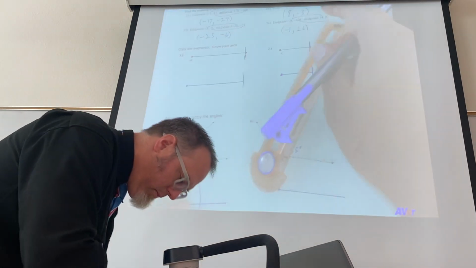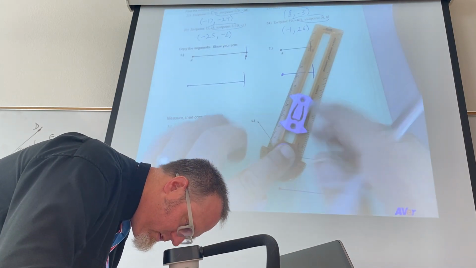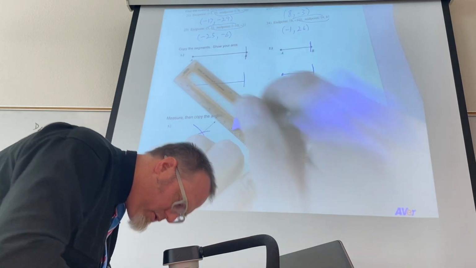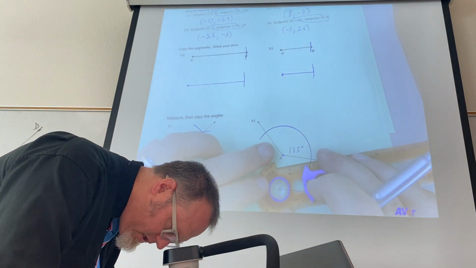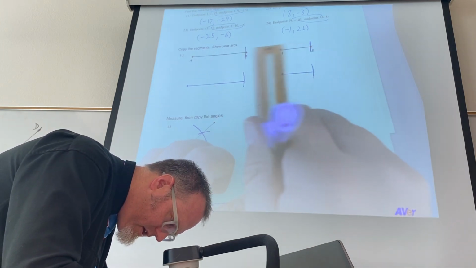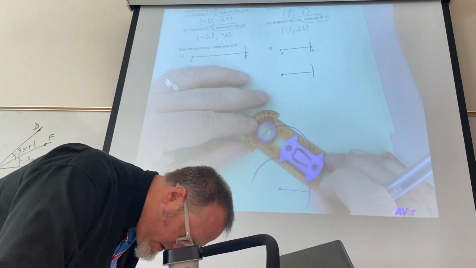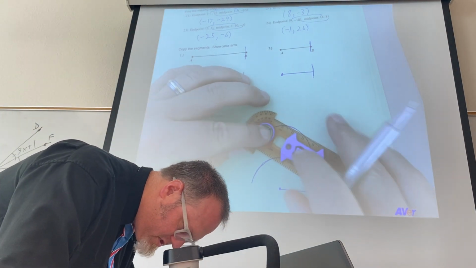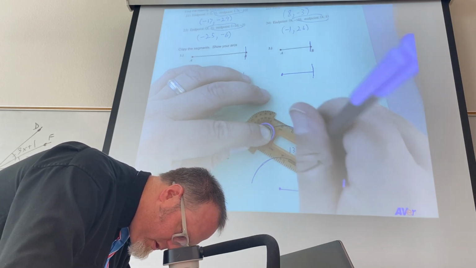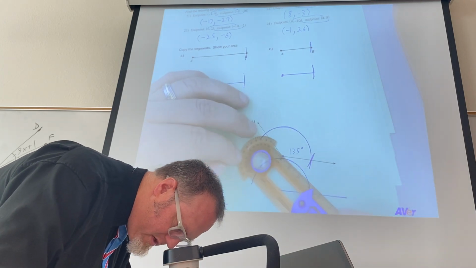One more time. I set on my vertex first. I make, in this case, a huge arc that's going to go through both rays. And then I'm going to need to come down here and copy that huge arc. Then I'm going to get on one intersection of that arc, move to where I can see the other one, make a mark that shows I measured that.